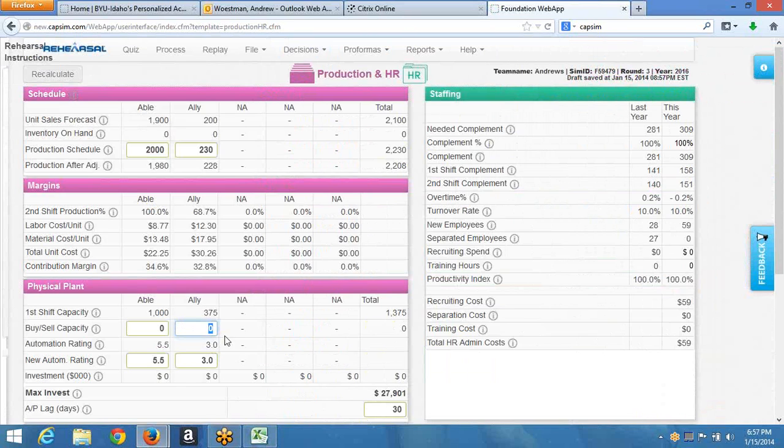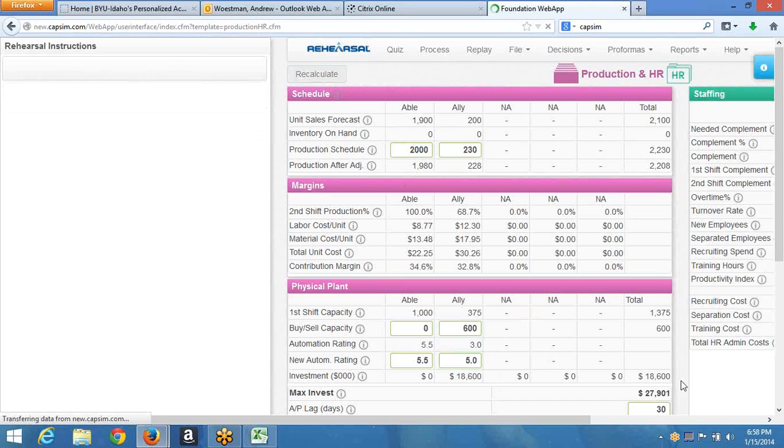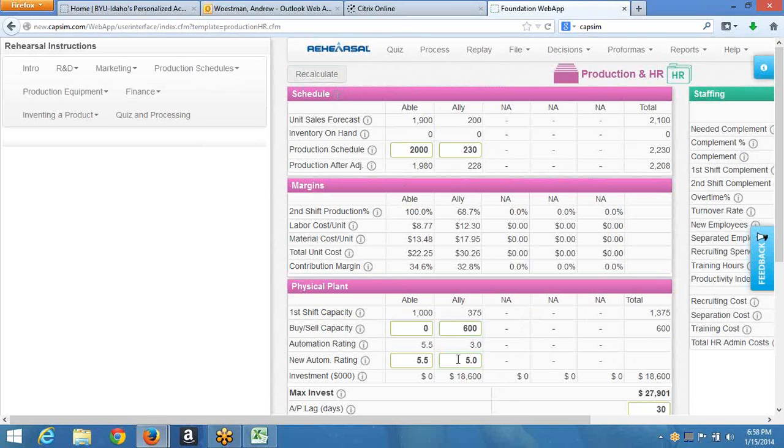So I'm going to put, I want to buy another 350 for Allie so that she can actually sell enough so I can make money off of her. So I put 350 in, and that's only 6,000. I have 27,000 that I can invest. So I'm going to put more in. I'm going to put 600 in, and I'm going to recalculate. That's 10,000. That's a whole lot better. I'm going to raise this to 5. See how that goes. 18,000. That's good. So now Allie is competitive.